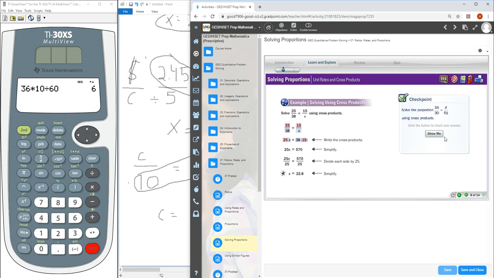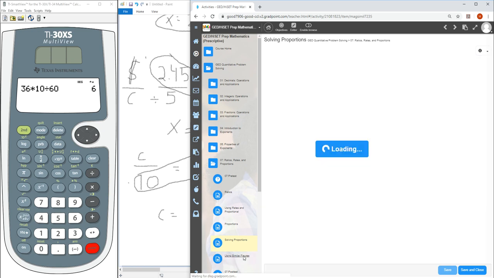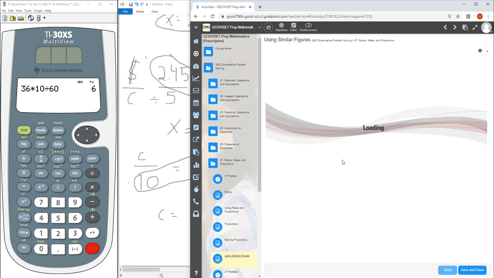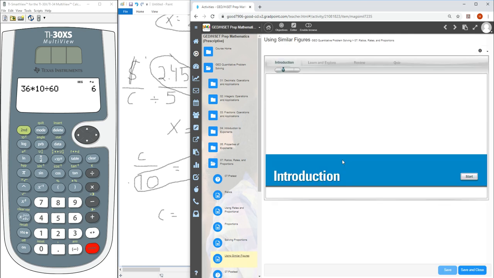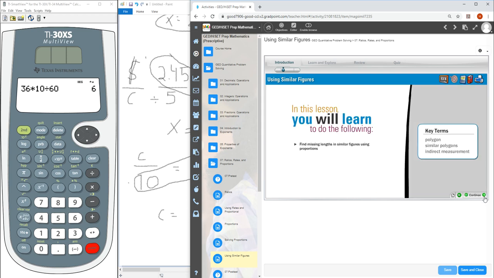Okay, now we're going to bypass this cross products lesson and solve the proportions using cross products. We can take a look at that if we want to. Let's jump up to similar figures. Similar figures will prove to be an interesting example as well, because similar figures also use cross multiplication, and we'll get to apply it in a different way.